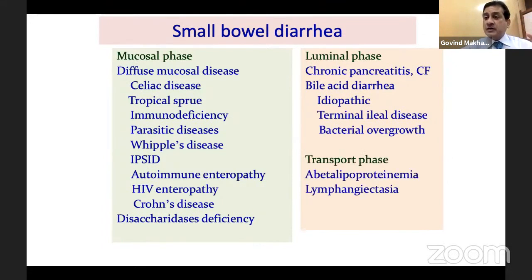Furthermore, after absorption, there's a transport mechanism. After absorption into the enterocyte, the nutrient has to go from the enterocyte to the lymphatics or to the blood circulation. If there's a lack of carrier proteins, it could be abetalipoproteinemia, and that can lead to diarrhea. Or if the lymphatics are blocked because of either primary or secondary lymphatic block, a condition called lymphangiectasia, they can also have diarrhea.